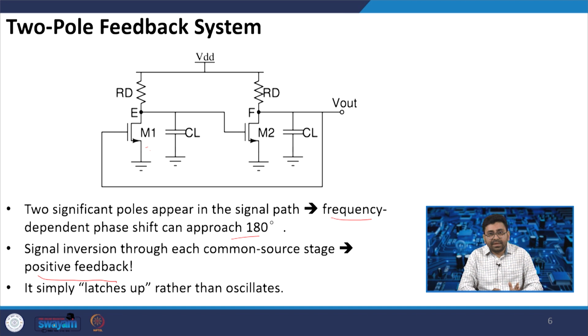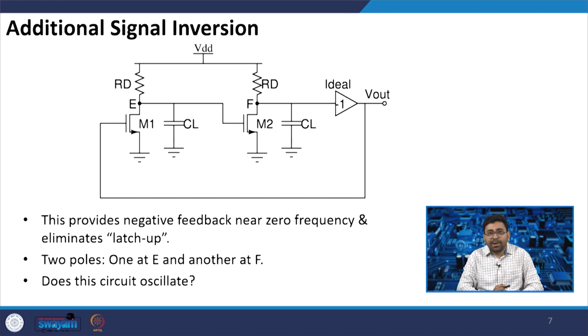In order to sustain the oscillation, you require one more negative, instead of positive feedback you need negative feedback. So, now we will add one ideal amplifier with minus 1. Will this oscillate? This is providing negative feedback near 0 frequency and eliminates latch up. It has two poles, one at point E and another at point F.